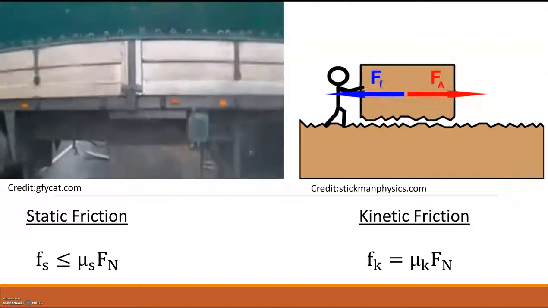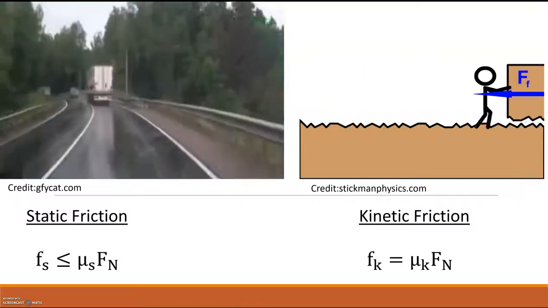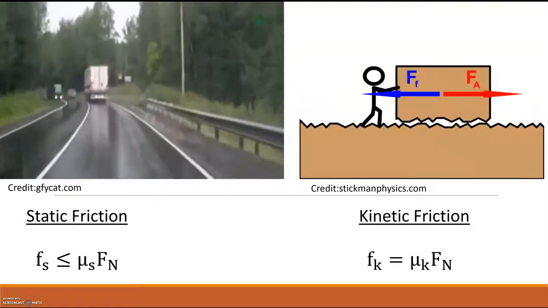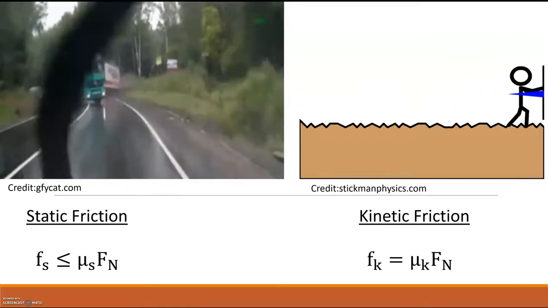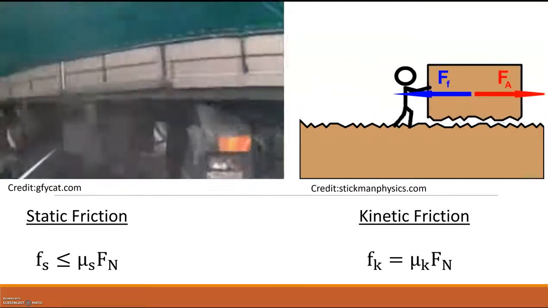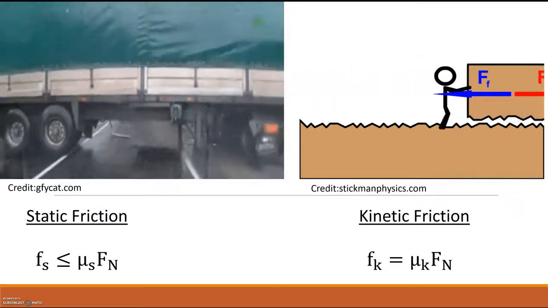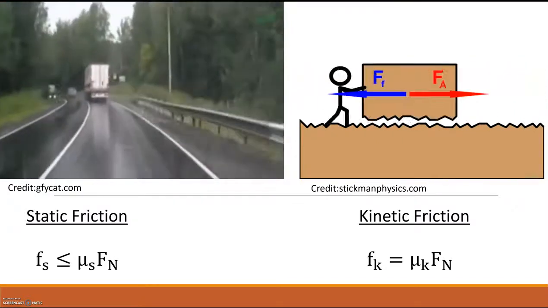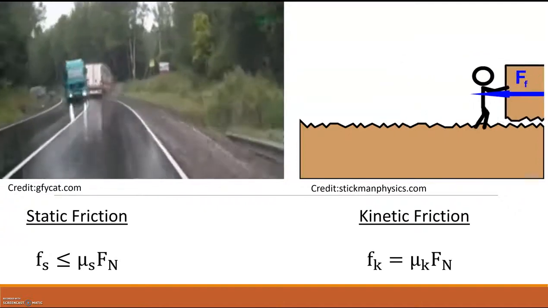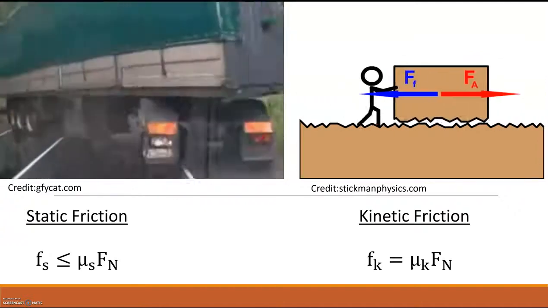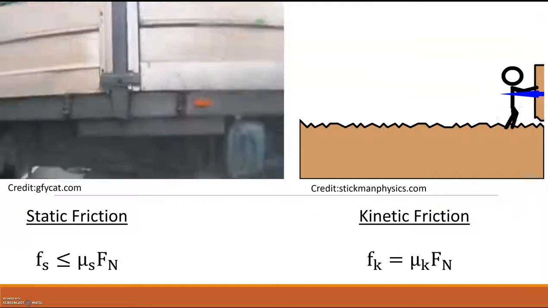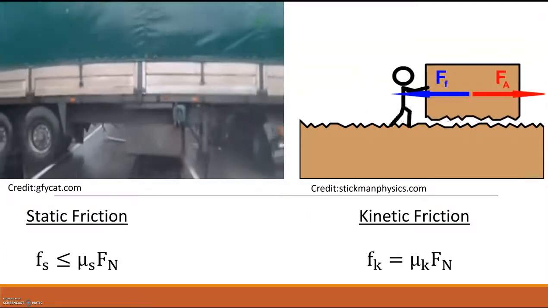One of those new forces that we're going to be dealing with is the concept of friction. And now there are two different kinds of friction that can act on an object. One is static friction and the other is kinetic friction. Static friction is what keeps your tires on the ground and what propels your car forward.